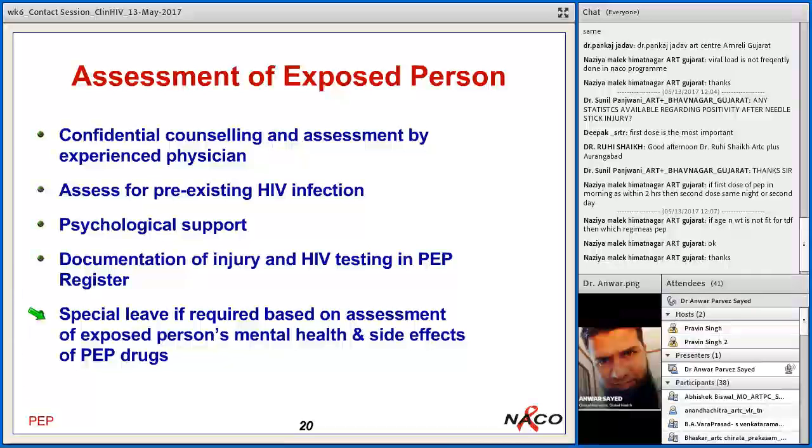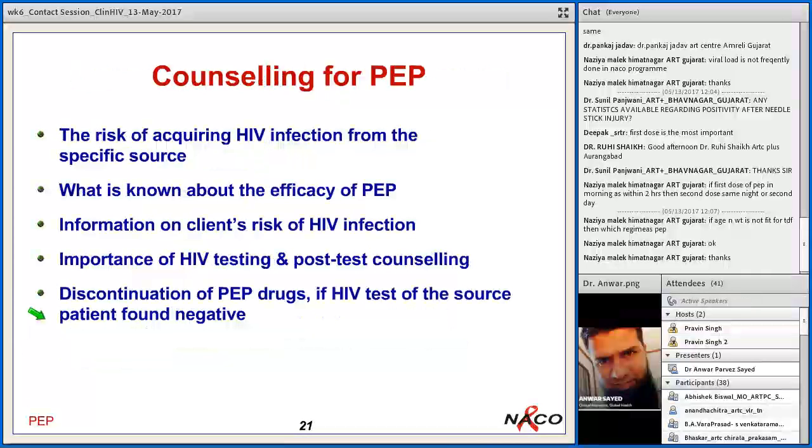Then what is to be included in assessment? Again, confidential counseling and assessment by the physician. Assess for pre-existing HIV infection by doing the baseline HIV testing. Psychological support, which is difficult but has to be given, and all concerns need to be answered. Then documentation of the injury in the PEP register, which has been provided by NACO.